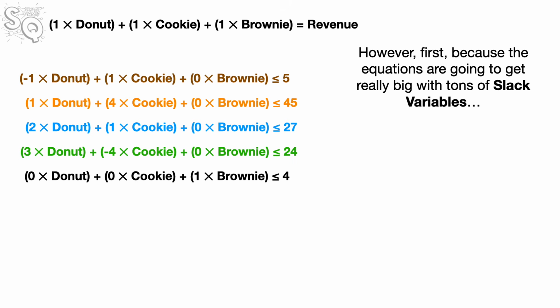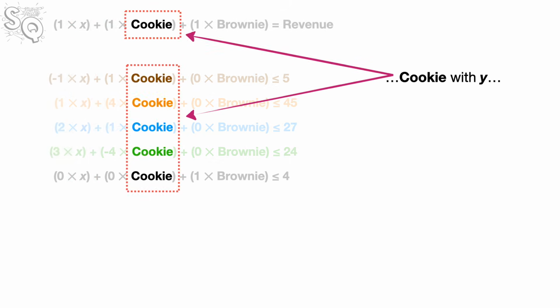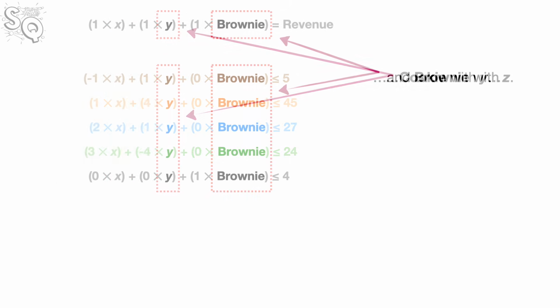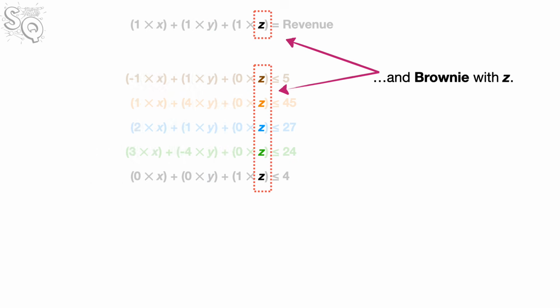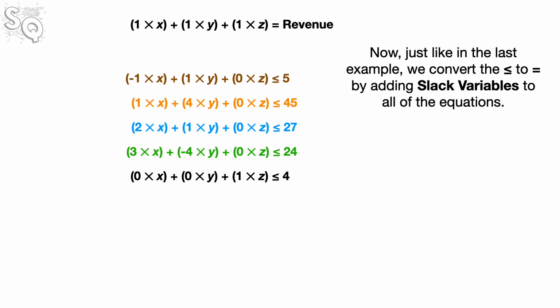However, first, because the equations are going to get really big with tons of slack variables, we replace donut with x, cookie with y, and brownie with z. Bam. Now, just like in the last example, we convert the less than or equal to symbols to equal symbols by adding slack variables to all of the equations.